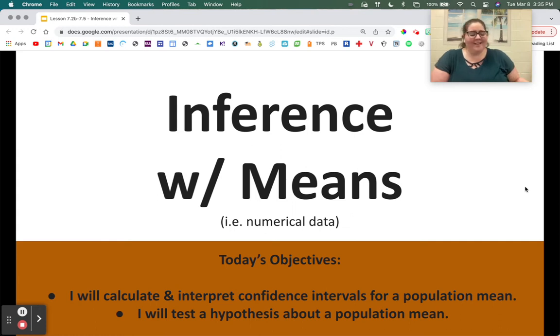Well, welcome back. We are going to talk today about inference with means. So dealing with numerical data when we're finding the average. So we're going to talk about confidence intervals, how to estimate a population mean using a sample mean, and then we'll talk about hypothesis tests for a sample mean.